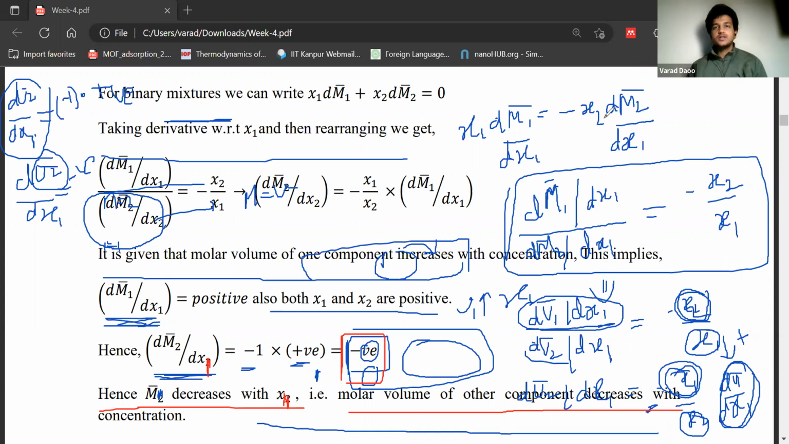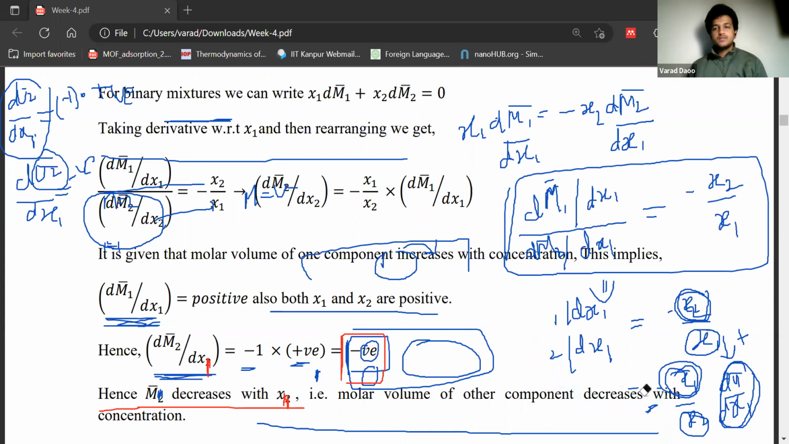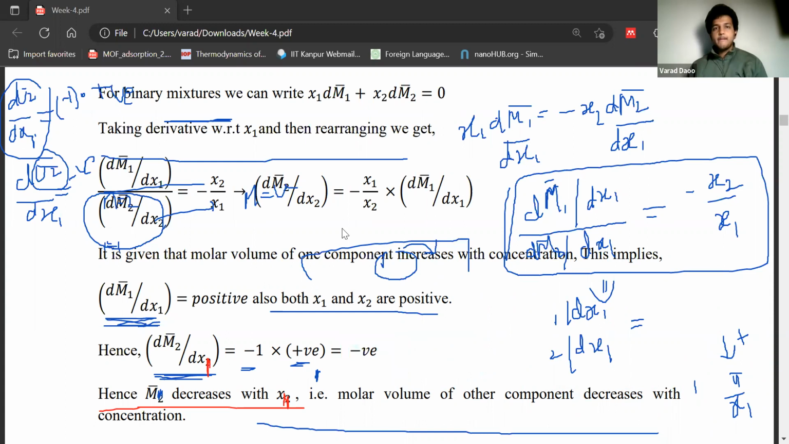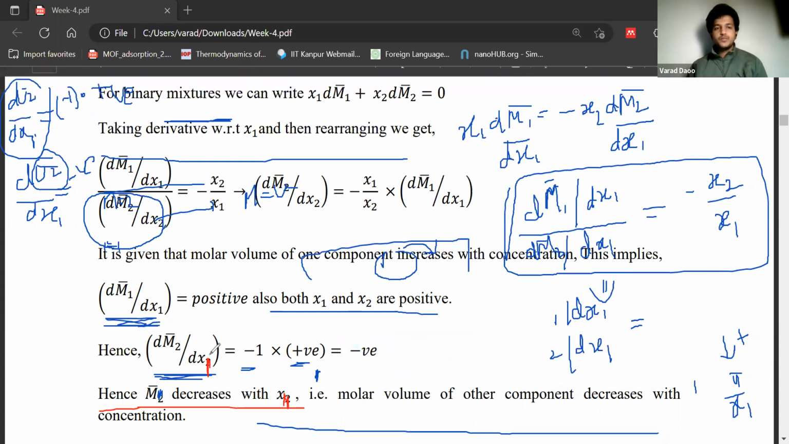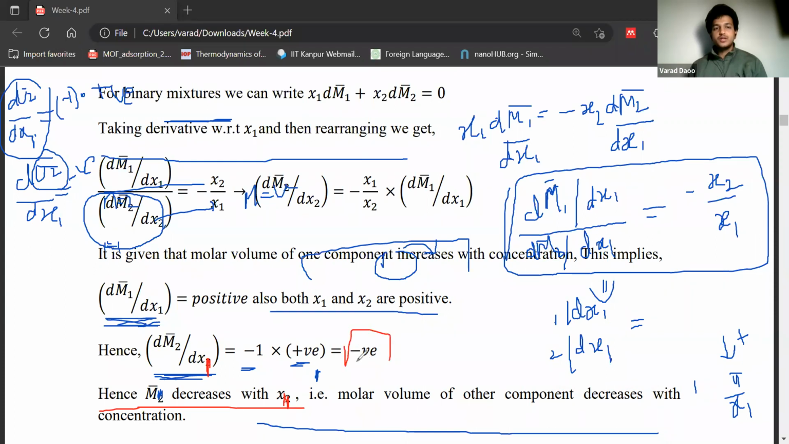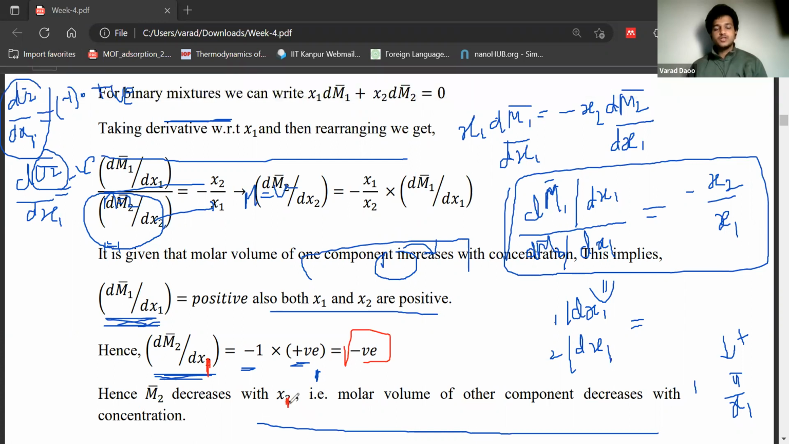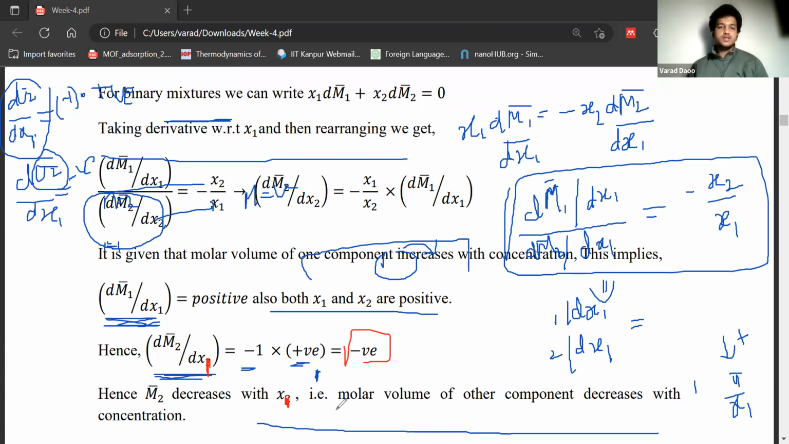Okay, so let me just clear the screen. So dM2 bar by dx1, this is x1, it's going to be negative. That means dM2 bar decreases with respect to x1. With respect to x2 it will increase, but with respect to x1 it's going to decrease. The molar volume of the component decreases with the concentration, that is x1. That means dV2 bar by dx1 is going to be negative, right?